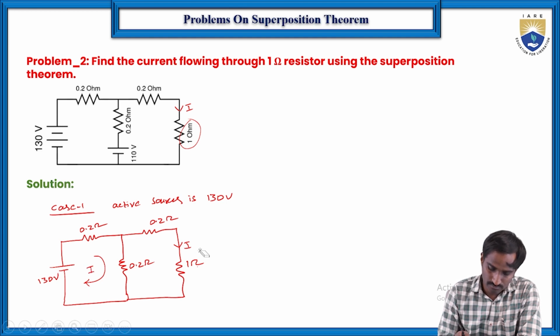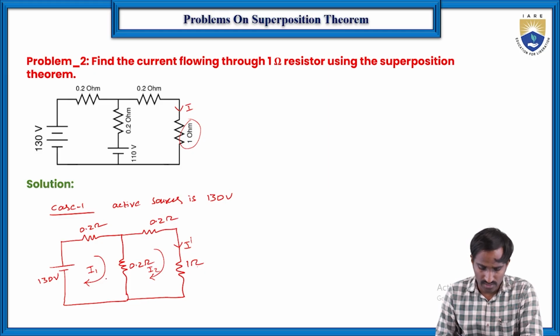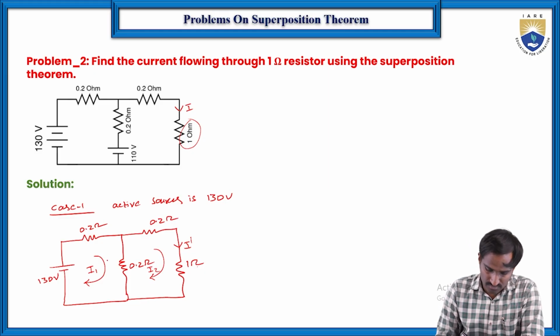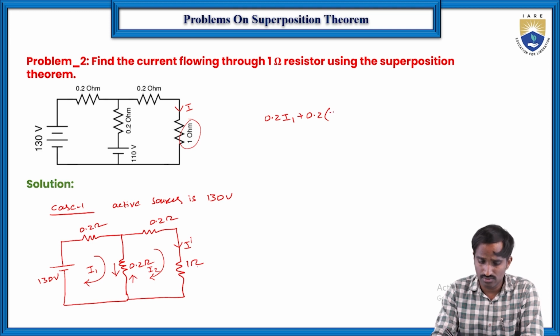Then instead of I1, let us consider it is I dash. So here it is I1, the loop current, and here let us consider it is I2. Okay, so if you apply the loop analysis here, it becomes 0.2 I1 plus again 0.2 into I1 minus I2, because the current flowing through in this direction and here in this direction. So I1 minus I2, which is equal to 130. Let us consider this equation number 1.